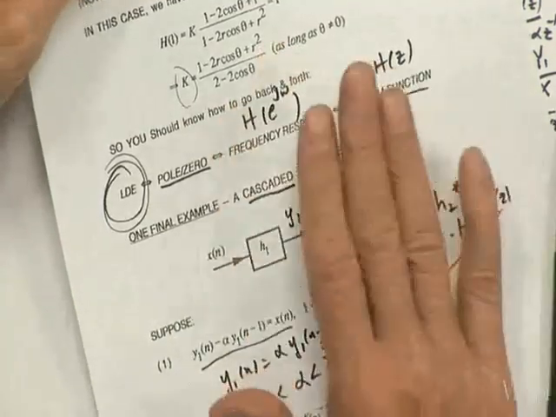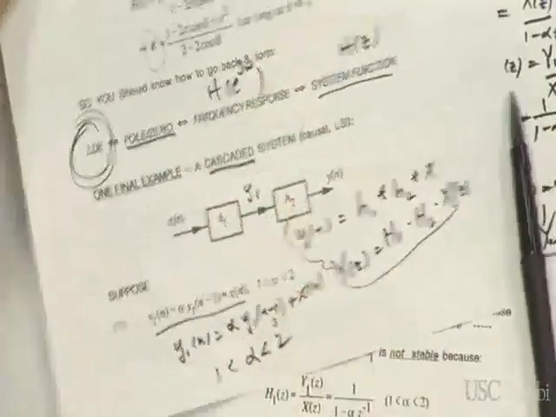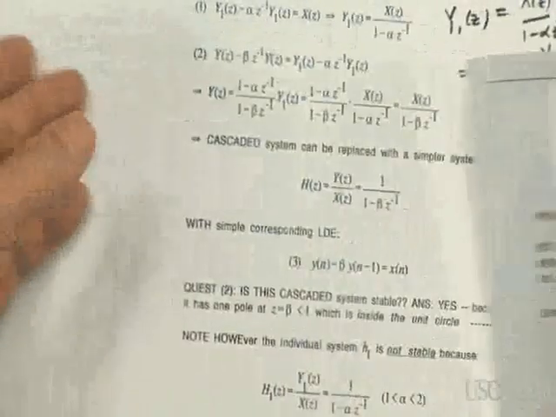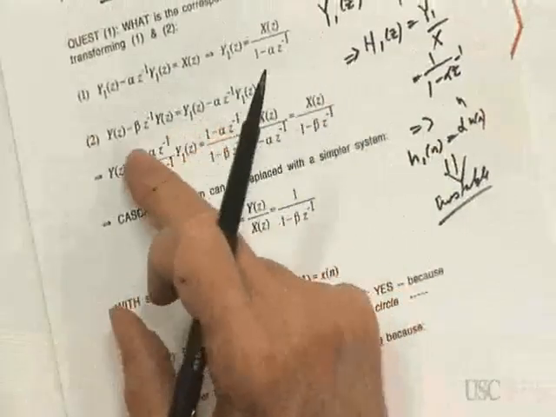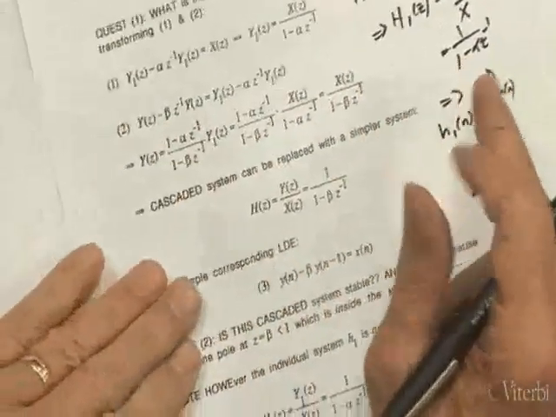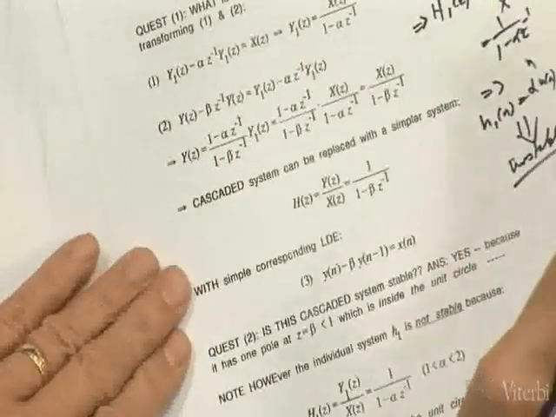Not realizable, obviously. You wouldn't want to realize it, because it just blows up. But we have the second system, so let's keep going. Maybe we'll find something here which magically turns it into an overall stable system. All right, so what is the relationship between y of z and y1 of z?